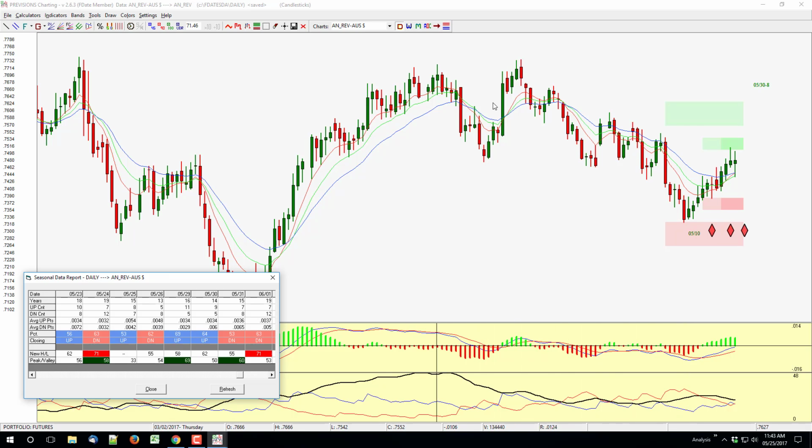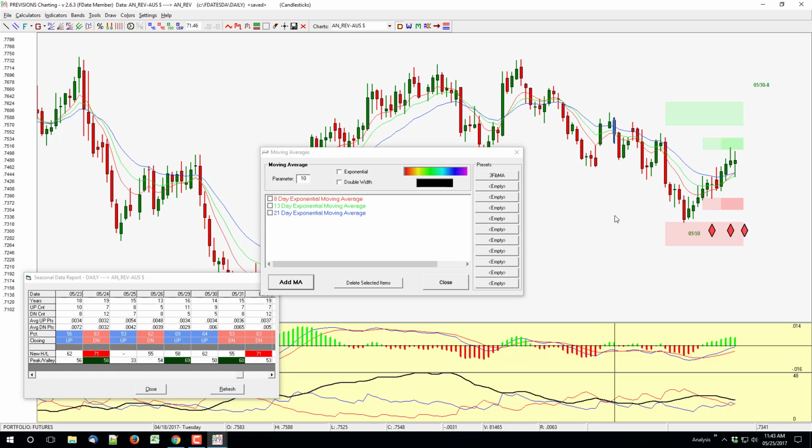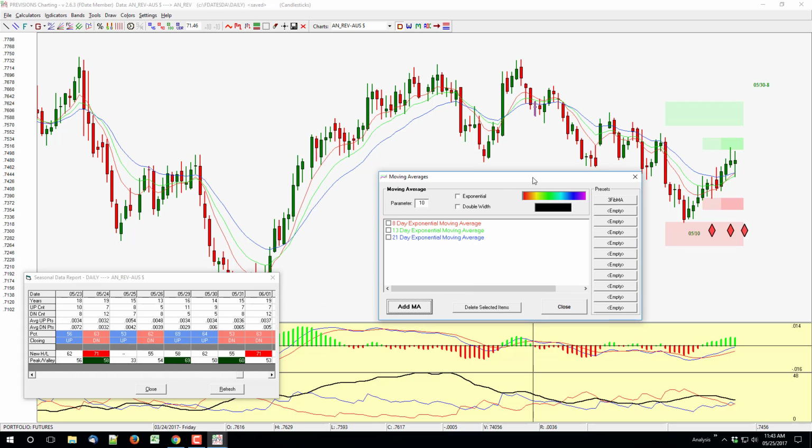I also have here, you can see I have 3 moving averages here. I call these the 3 fib MAs. It's just the name I gave it. And by hitting the U key on the keyboard, it brings up my moving averages, and you can see that I have here, see this button, 3 fib MA?